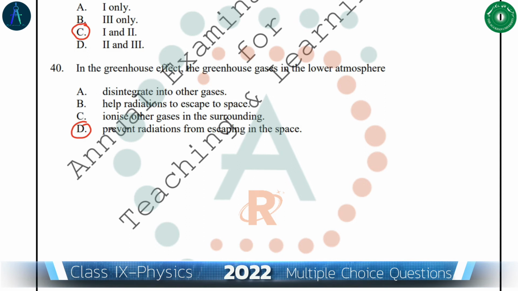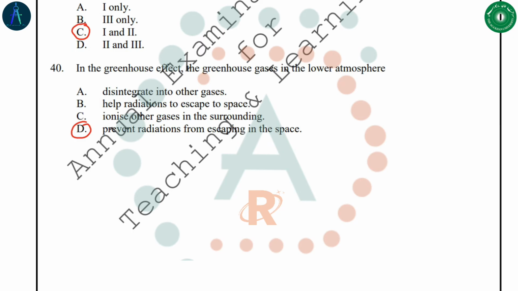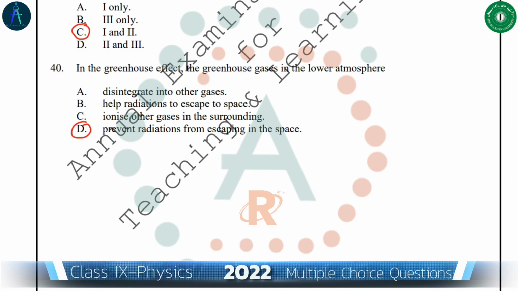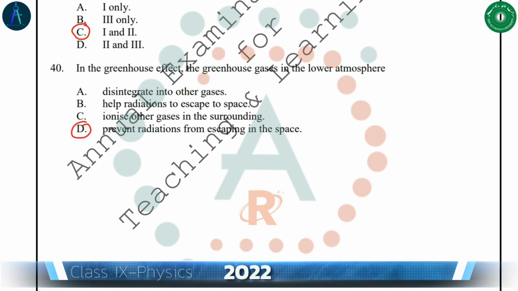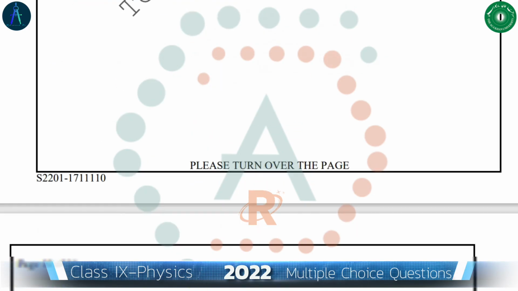The gases present in a greenhouse absorb the high thermal energy radiation, and as a result, low thermal energy radiations are released. These low thermal energy radiations released from the greenhouse are not able to escape into space. That keeps the temperature of the greenhouse moderate. So option D is the right answer.